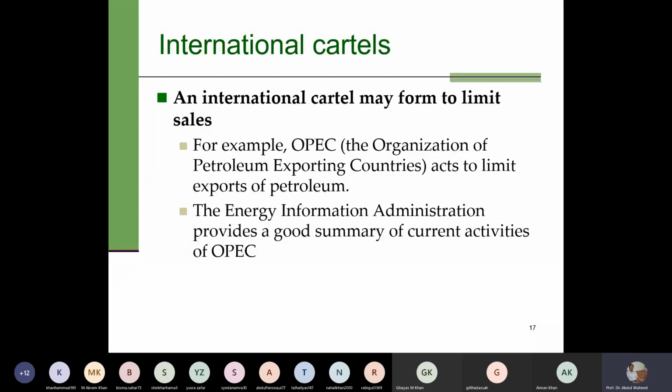So a cartel also acts as a restriction on trade because we limit our production. When we are limiting our production, we are limiting our exports. So this is also limiting imports, and the volume of trade will decrease.